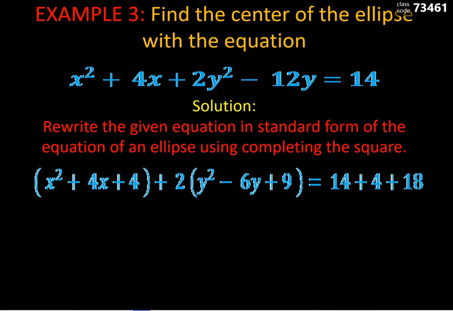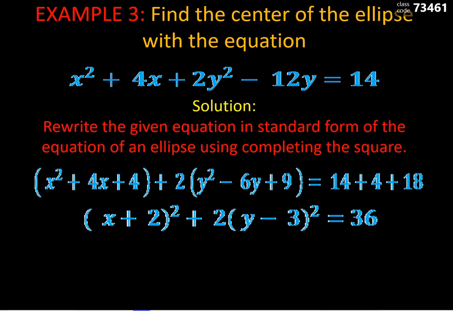Okay? So whatever you do on your left, you add 4, you need to add 4 beside 14. Where did 18 come from? 18 is derived from this 9 and the 2 here. You need to multiply them. So we have 18.